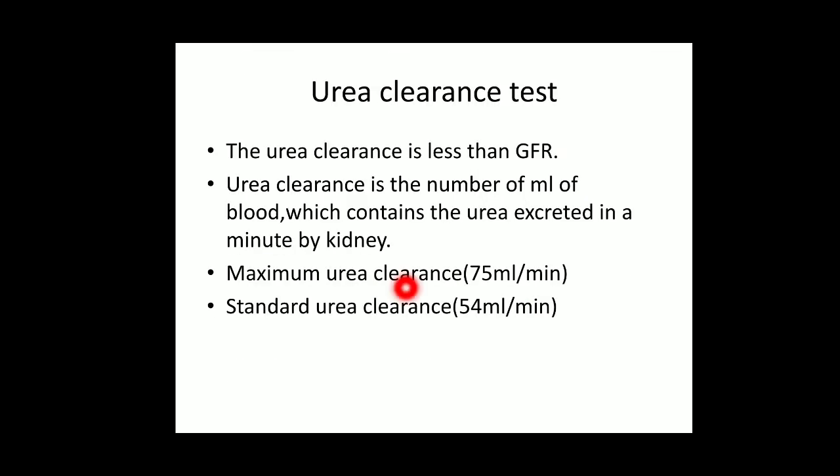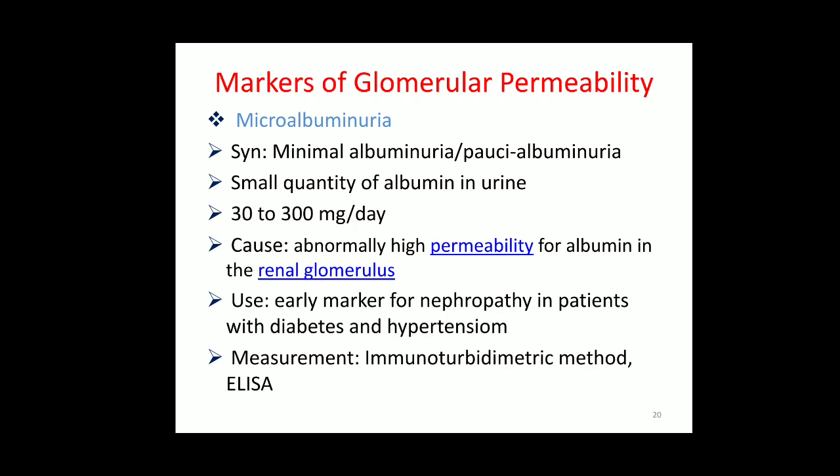Then urea clearance, I told you maximum is 75 ml. Then standard urea clearance is around 54 ml per minute. So than this urea clearance, creatinine clearance is reliable.